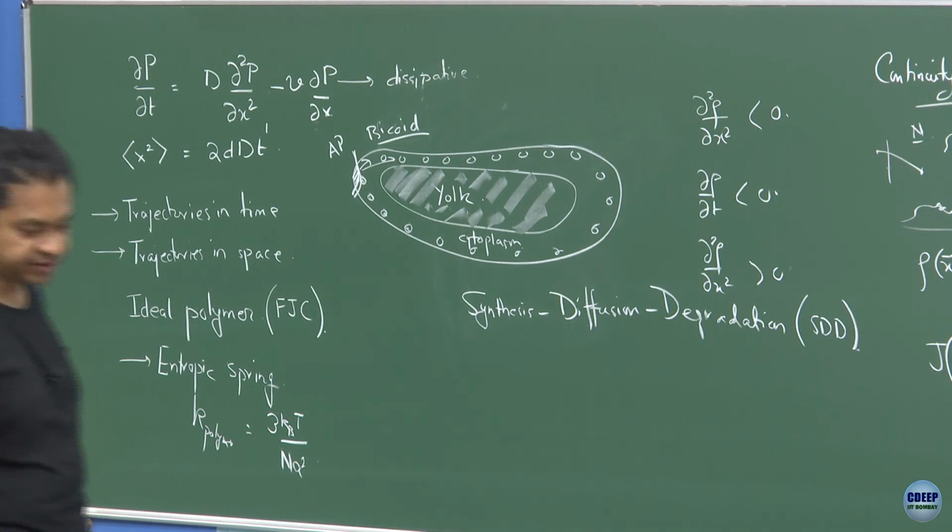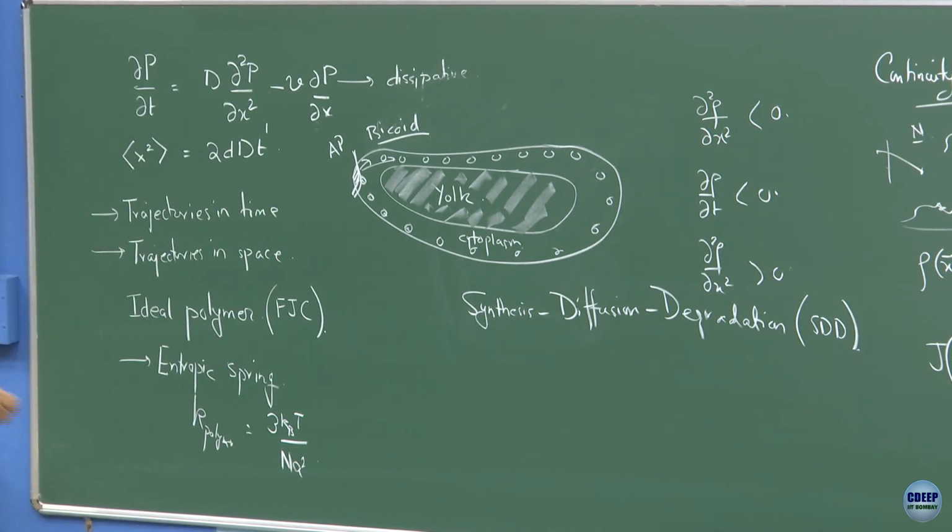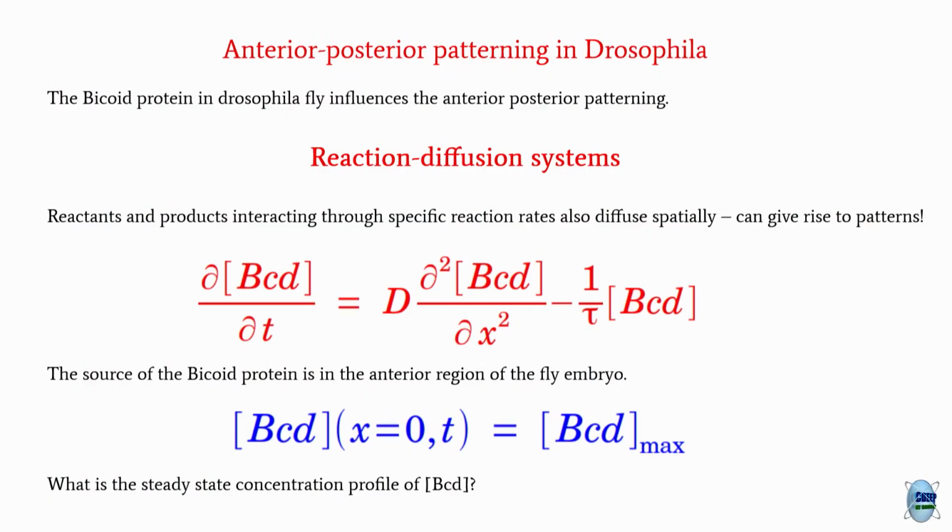And the synthesis is essentially encoded in this part. One can write down this boundary condition in different ways, but this just says that it is being synthesized at that x equal to 0 point. So therefore, the maximum concentration is over there.